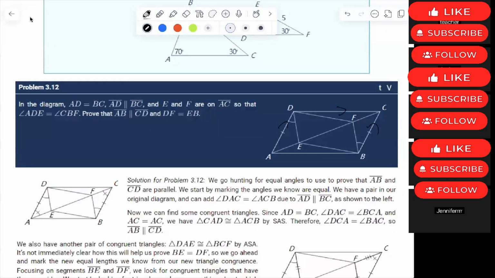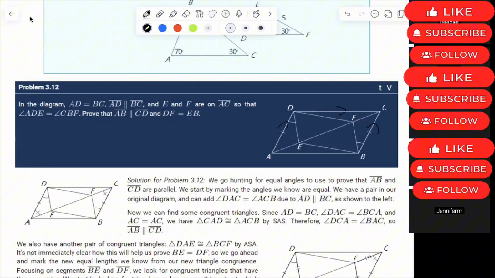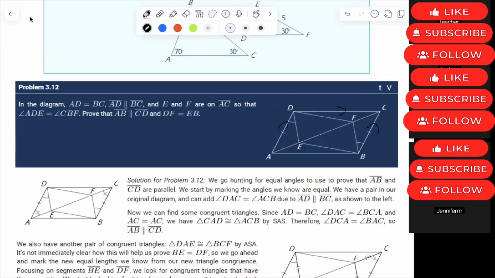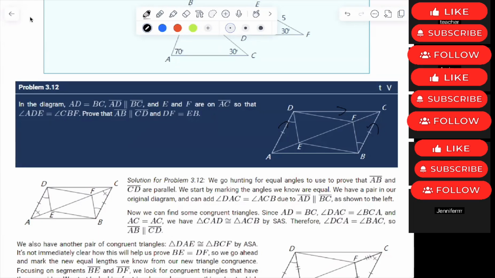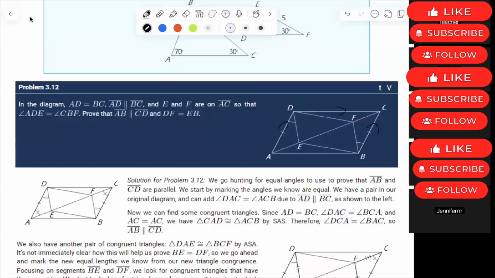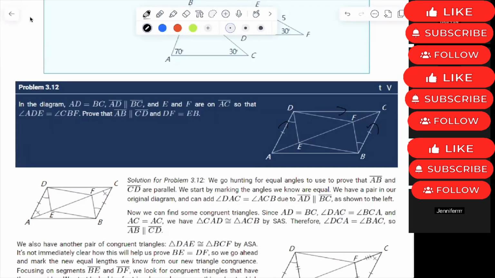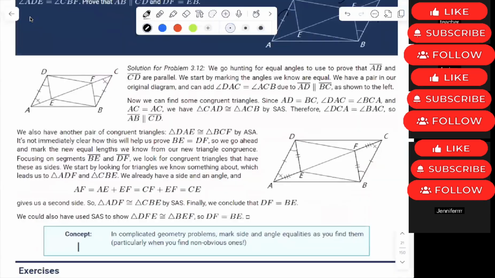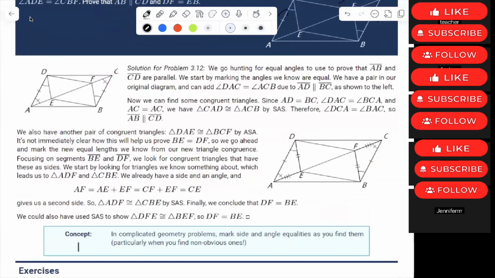Now we can find some congruent triangles. Since AD equals BC, angle DAC equals angle BCA, and AC equals AC, we have triangle CAD congruent to triangle ACB by SAS. Therefore angle DCA equals angle CAB, so AB is parallel to CD. We can also have another pair of congruent triangles, DAE and BCF, by ASA.